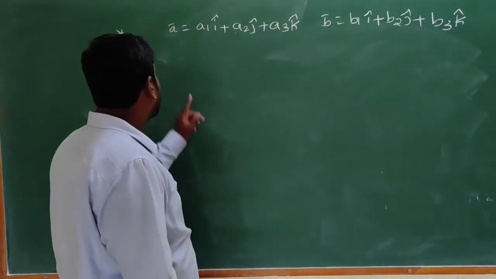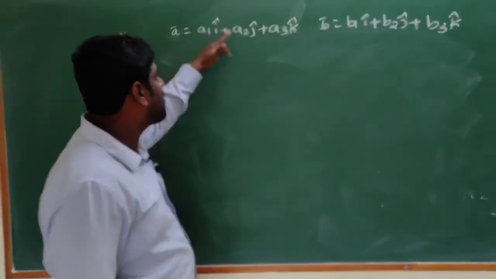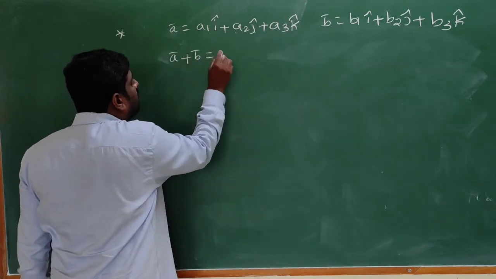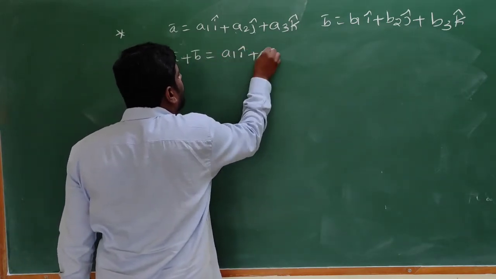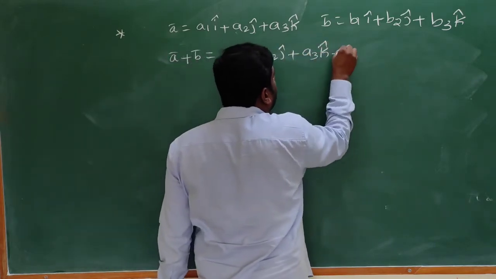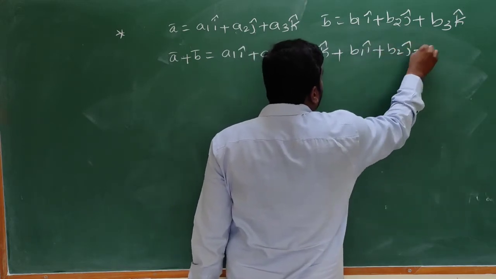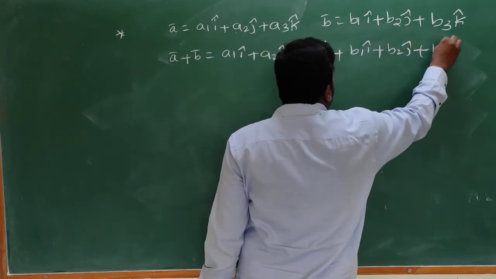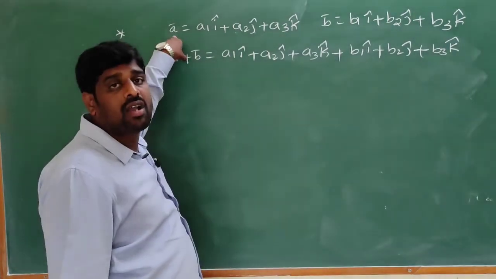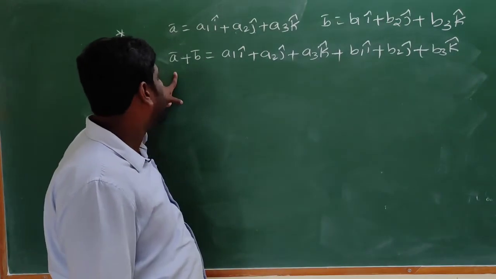Suppose we want the resultant of two vectors, that is, the sum of two vectors. A bar plus B bar is equal to A1 i cap plus A2 j cap plus A3 k cap plus B1 i cap plus B2 j cap plus B3 k cap. Clear? That is the resultant or the sum. The sum of two vectors means I can take A bar plus B bar.